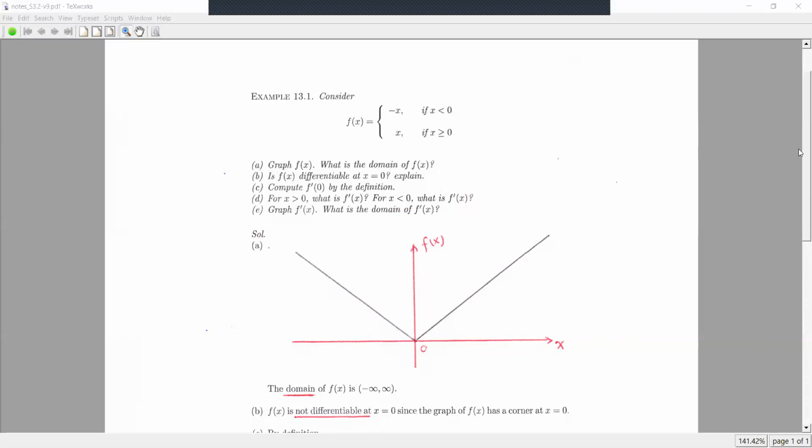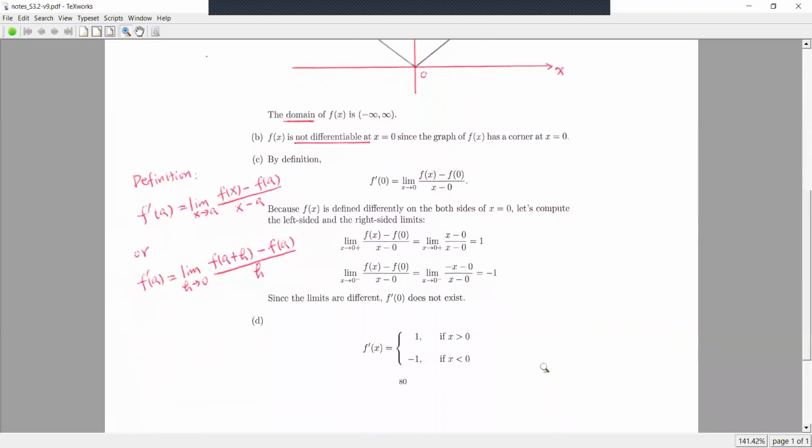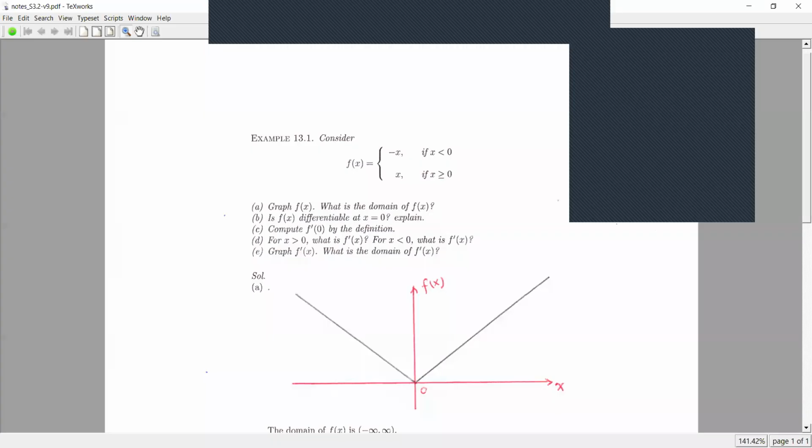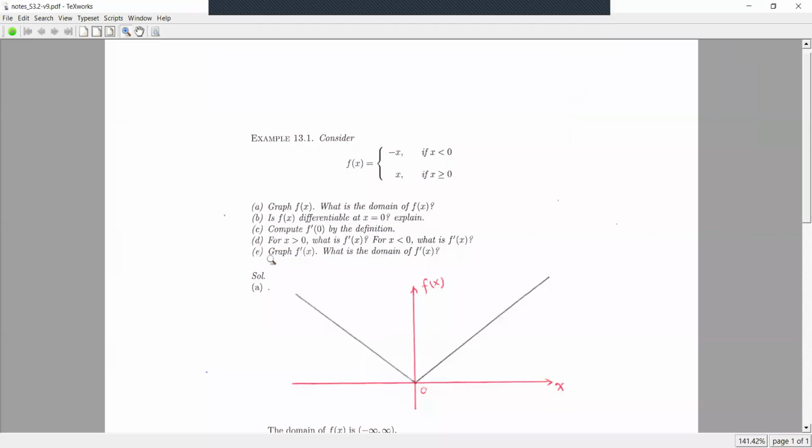We can summarize this result here. Derivative at x is positive 1 if x is greater than 0. Derivative at x is -1 if x is less than 0. Part E, graph this function. What is the domain of this function?